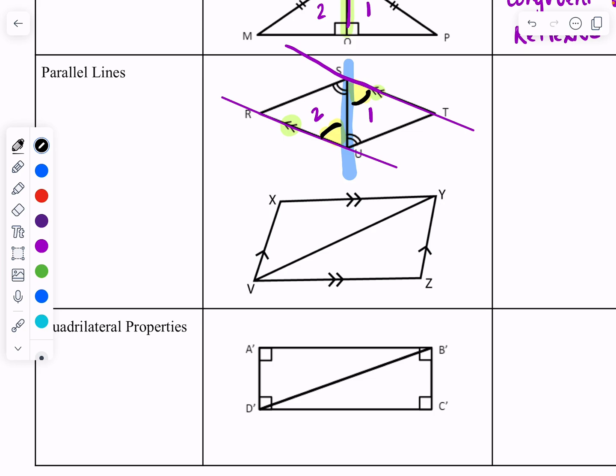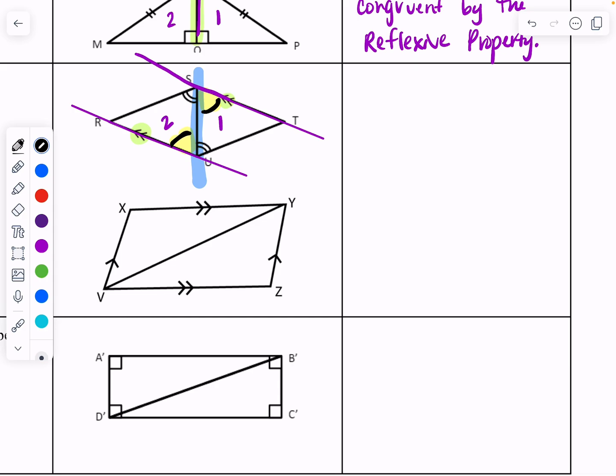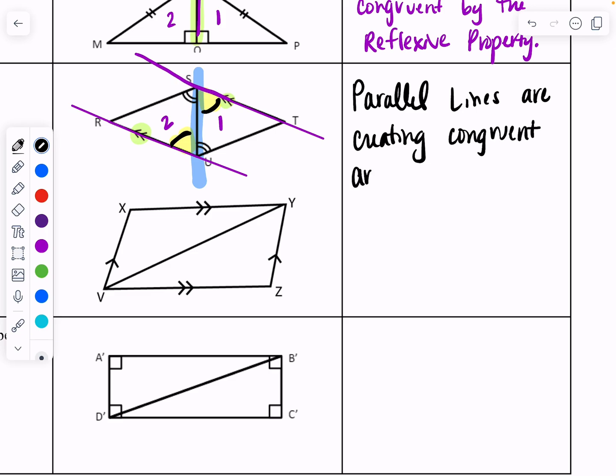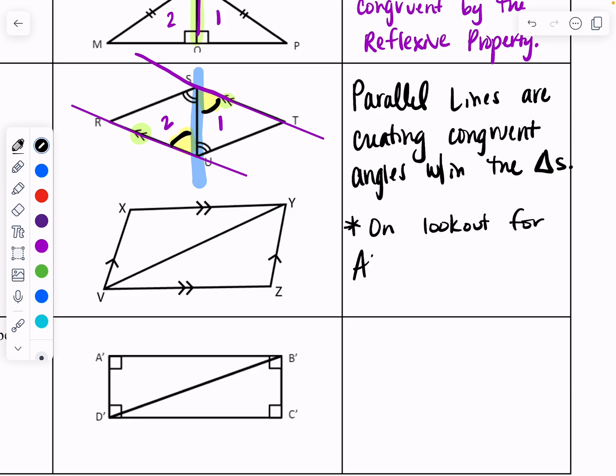All right. And so when we have parallel lines helping us, or creating congruent angles within the triangles, I should say, you want to be on the lookout for alternate interior angles. It doesn't mean they'll always be that way, but there's a good chance that they're going to be alternate interior angles.